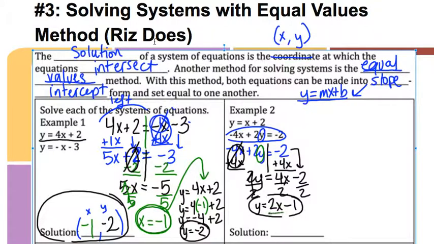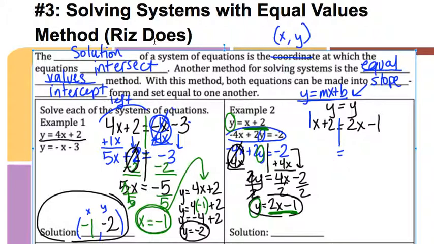So now I've got 2x minus 1 is equal to y. And I've got x plus 2 is equal to y. So if y is equal to y, then that means x plus 2 is equal to 2x minus 1. Now I've gotten rid of the y's so I can solve using inverse operations. Okay, so let me show you the other way that you can do this.